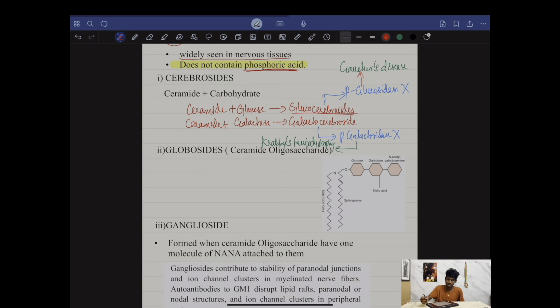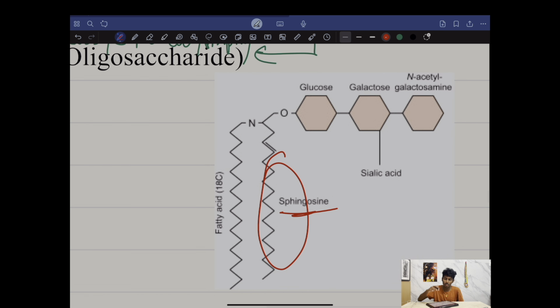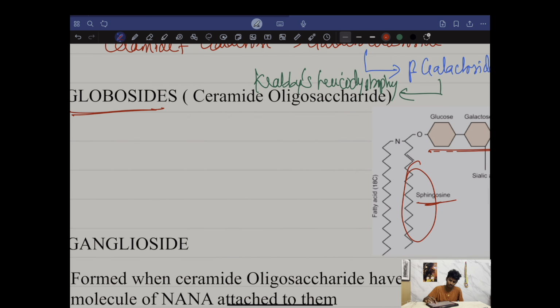Is it clear? Okay, so now let me talk about the globosides. Globosides contain two or more hexose or hexosamine molecules attached to a ceramide molecule. So what is a ceramide? Define a ceramide. Ceramide is nothing but the combination of a sphingosine plus fatty acid. Yes or no? So two or more hexose or hexosamine molecules attached to a ceramide.